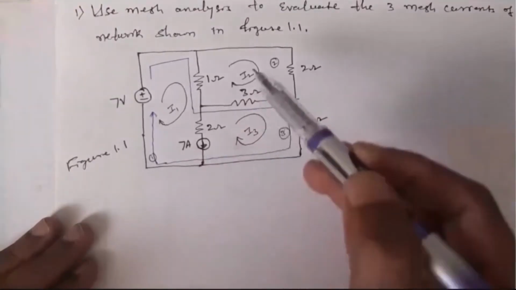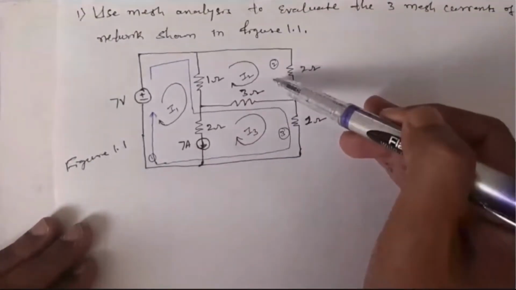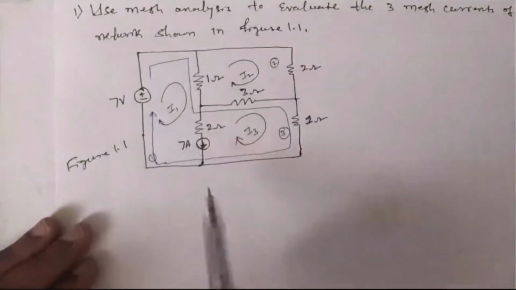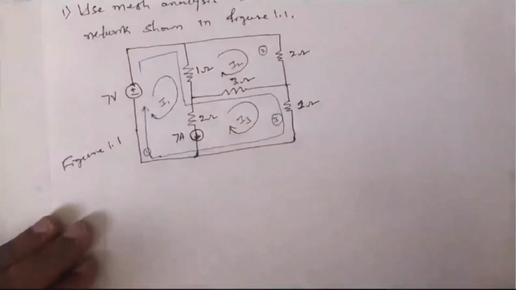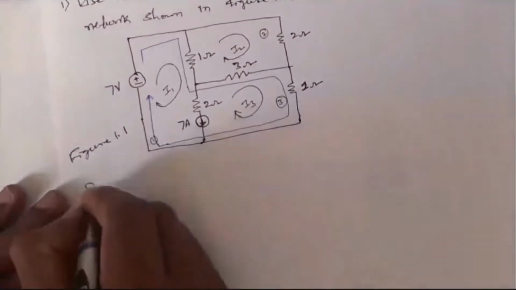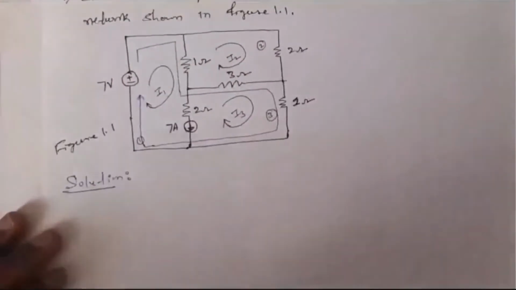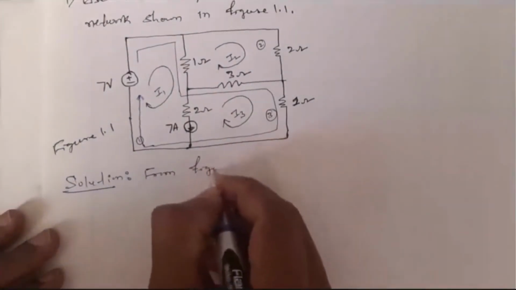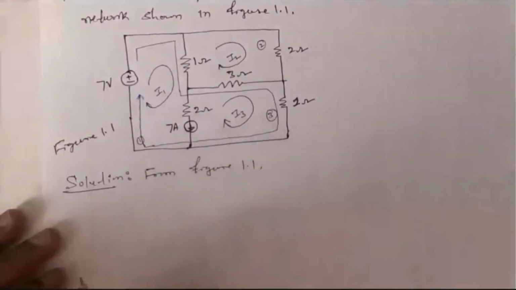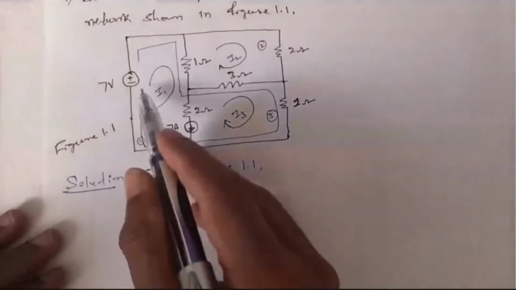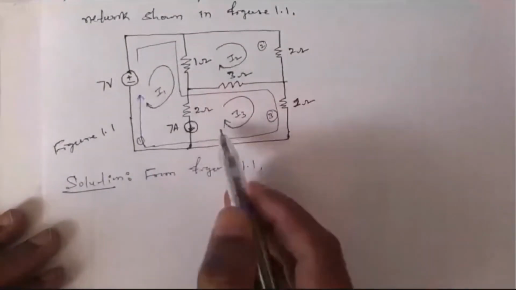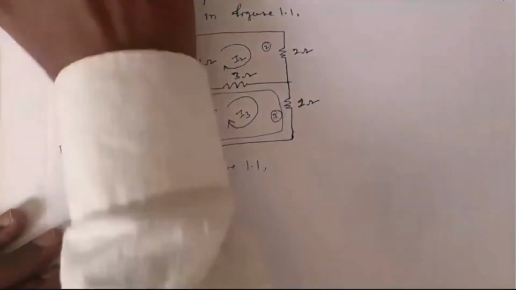So one mesh equation will be for mesh 2, another will be for the super mesh, and the third one you can write directly for this. Okay, so let us start with that. Solution: directly I'll write here, dear students, from figure 1.1. Look at this, this is the direction of I1, top to bottom, whereas the direction of I3 is bottom to top.